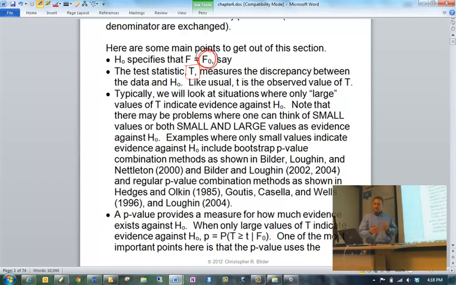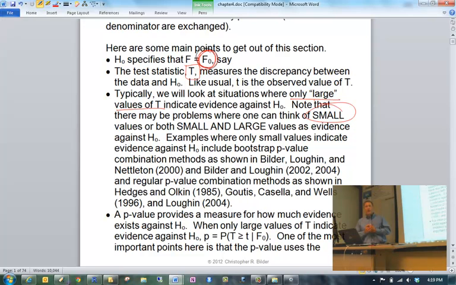In the book, they typically look at situations where only large values of t indicate evidence against H0. Where does that appear? For example, like with a likelihood ratio test. It's large values, like an F test in a regular old ANOVA situation. But we all know that there are situations where both small and large values indicate evidence against H0. Think of a two-sided t-test. And so I will discuss what you can do in those situations, even though the book really doesn't talk about it too much. Well, there's even cases where only small values indicate evidence against H0 as well.